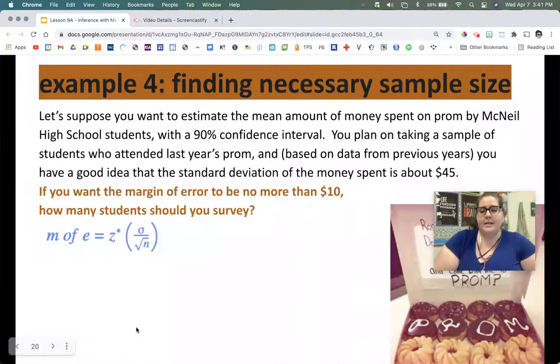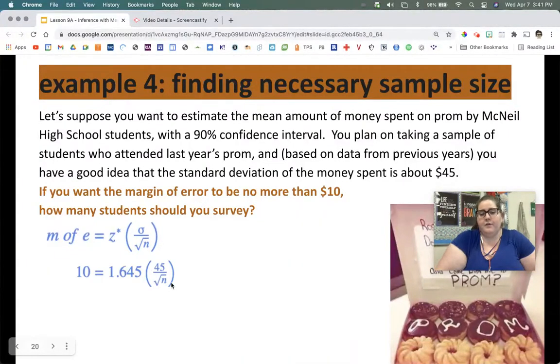So from here on out, it's plugging in values. So in this case, my margin of error that I want is 10. So I would plug that in for margin of error. z star comes from the confidence level, so 90% confidence level. And again, because this is a z star and not a t star, we would do this back how we used to with proportions. So z star for 90% is 1.645. And then my standard deviation for the population is 45.